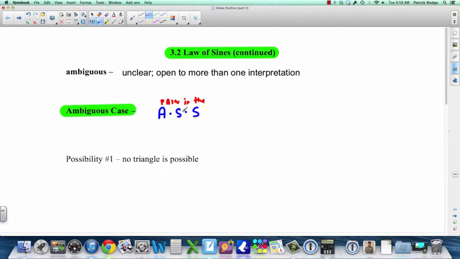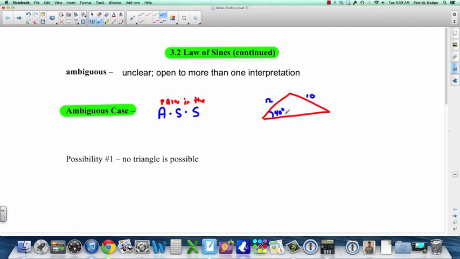Okay, remember it's different than SAS. SAS is when you know the angle between the sides, but in this case you don't know the angle between the sides, you know a different angle. If you're actually given a drawing, so there's a question, and here's a triangle, and they give you one angle, let's say this is 40 degrees, and they give you two sides, let's say this one's 12 and this one's 10, and they say figure out the rest of the information, the other angles and the other sides. That's not ambiguous.